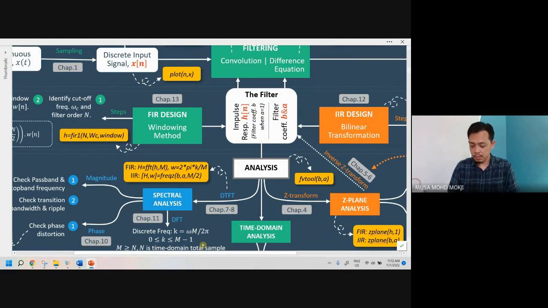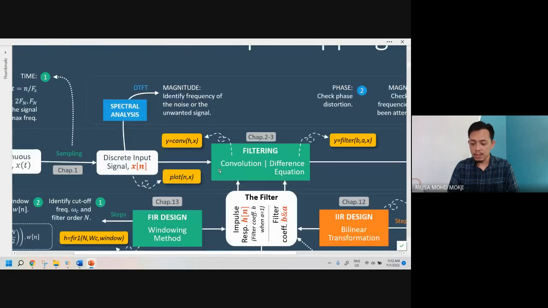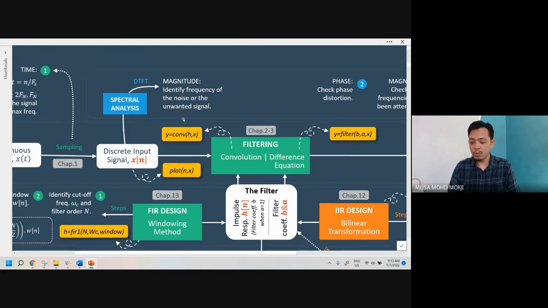Let's start with the input. When we do analysis on the input, we are trying to identify noise or unwanted signal. Unwanted signal is normally something we want to remove. Unwanted signal doesn't necessarily mean it is noise; it can be something that is not noise. We have plenty of applications of that, so sometimes we just call it unwanted signal, the one that we want to remove. That is the spectral analysis on the input.